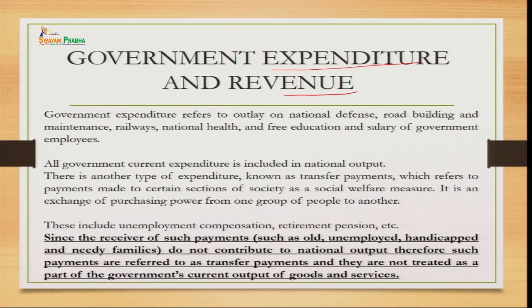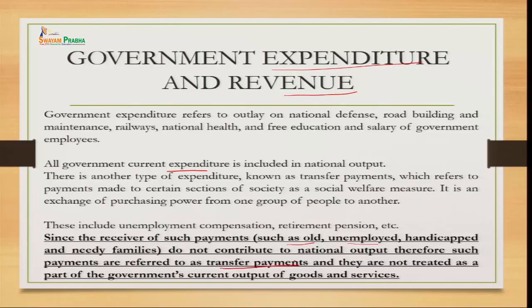The total current expenditure of government is calculated for national income. The expenditure done for the economic development of the economy is considered part of national income, whereas there are certain expenditures made by the government for the welfare of society. For example, payments such as pensions given to old people after retirement, payments to unemployed people, handicapped people or needy families are not taken into account for the calculation of national income, because this kind of payment is usually called transfer payment.